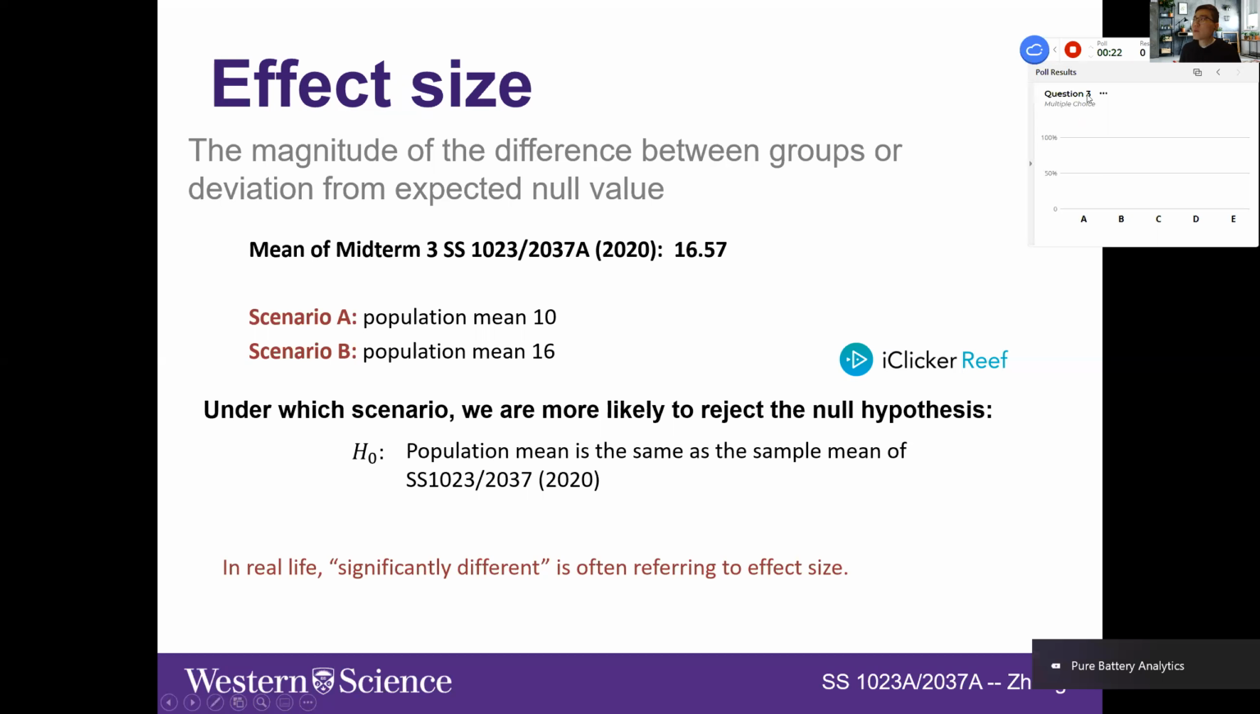Remember that effect size is referring to the difference between the population mean and our sample mean. So just use your intuition. Under which population are we more likely to reject our null hypothesis that the sample mean is the same as the population mean, which means we can draw the conclusion that the sample mean is different from our population mean?